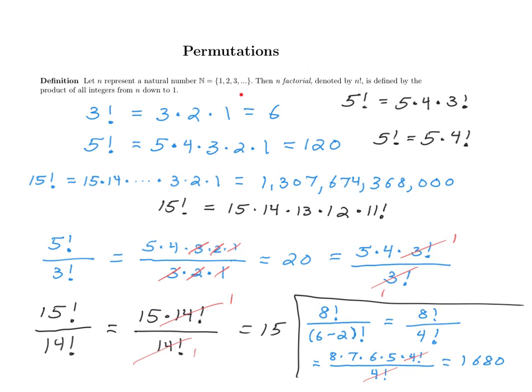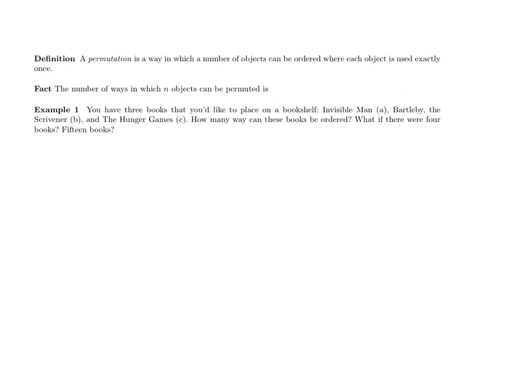So that is the definition of factorial, things like this, plus different ways that you can write them as well as simplify them. Let's see how this definition shows up in the topic of this lesson. So on to the definition of a permutation. A permutation is a way in which a number of objects can be ordered where each object is used exactly once. Let's use example 1 to understand this definition as well as come up with a formula for computing permutations.